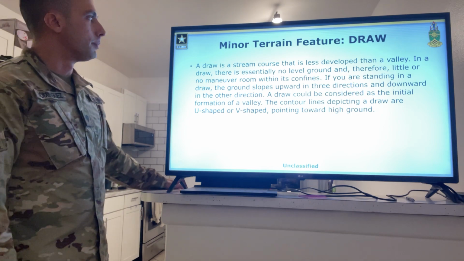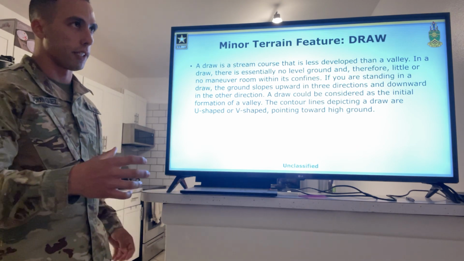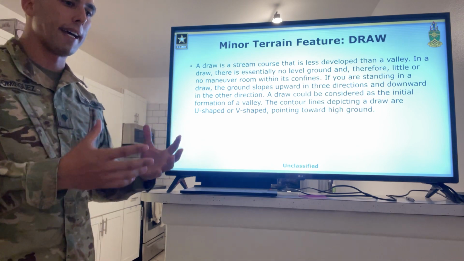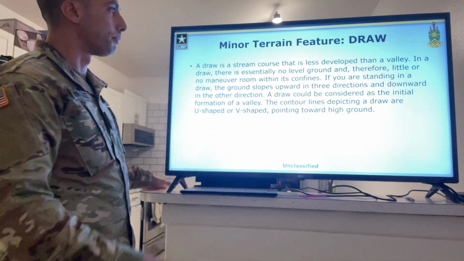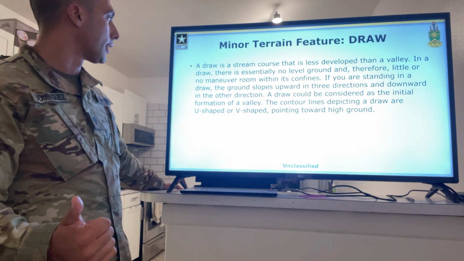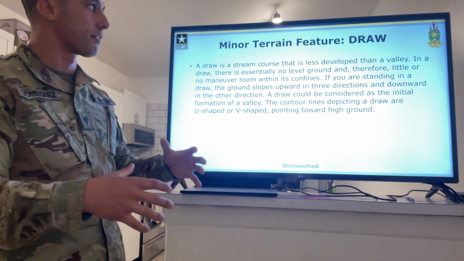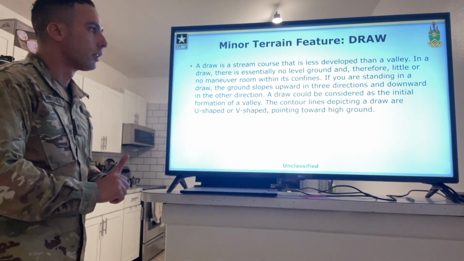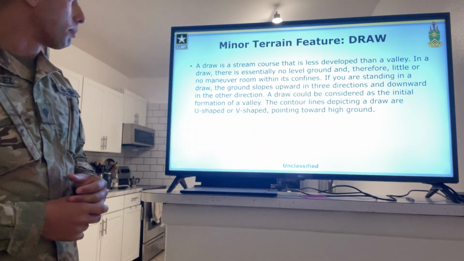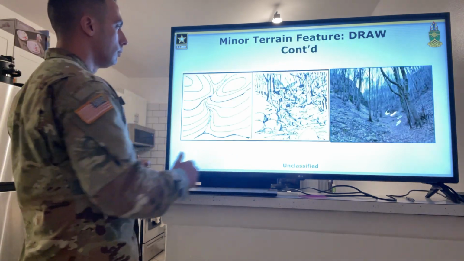A draw, okay, so a draw is a stream course that is less developed than a valley. So essentially it's a precursor to a valley. So it's a landmass that is almost becoming a valley. If you are standing in a draw, the ground slopes upward in 3 directions and downwards in the other direction. This can also be identified by the fact that it has no level ground whatsoever. The contour lines depicting a draw are U-shaped or V-shaped and pointing toward high ground.